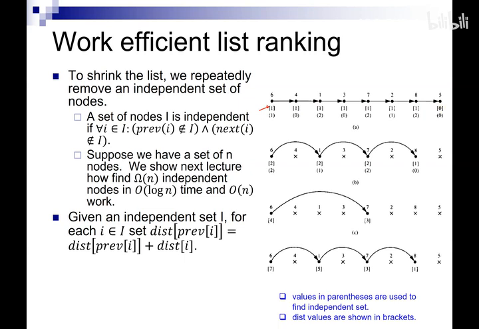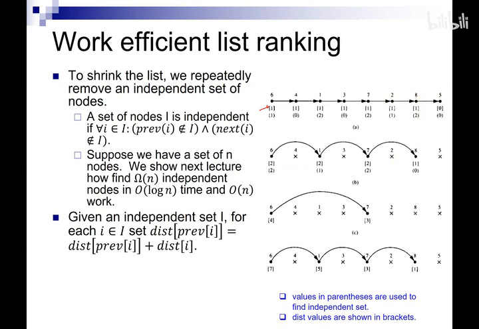Now we're going to take out an independent set of nodes. We're going to take out these nodes marked by the x's. These are independent because none of them are pointing at each other. For example, this node is not directly pointing to this node. If we add this node to the independent set, then you cannot add this node also, because they're pointing at each other.